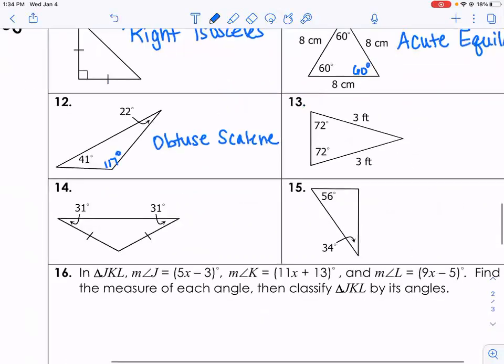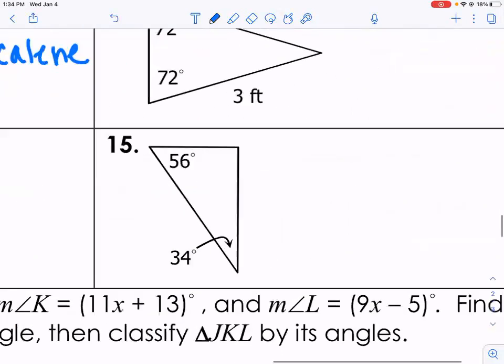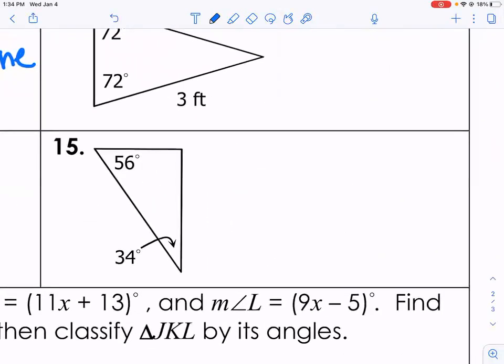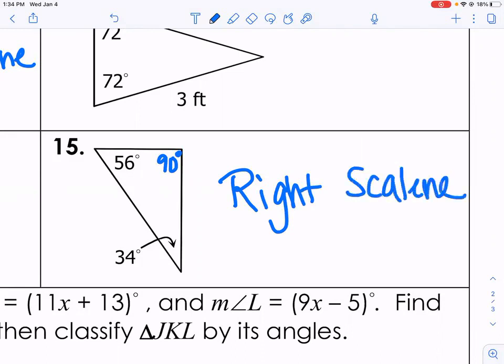All right, we'll do one more. Nirvan. 13, 14, or 15. Pick one. 15. Okay, 15. What's 56 plus 34? So we have 90 degrees left over. So this is a right triangle. Are any of the sides the same? Not that we know of.